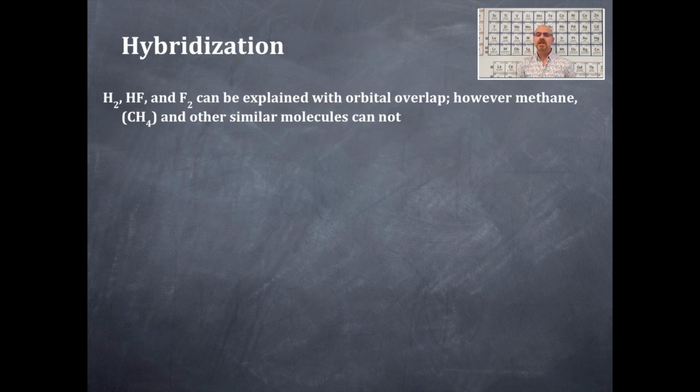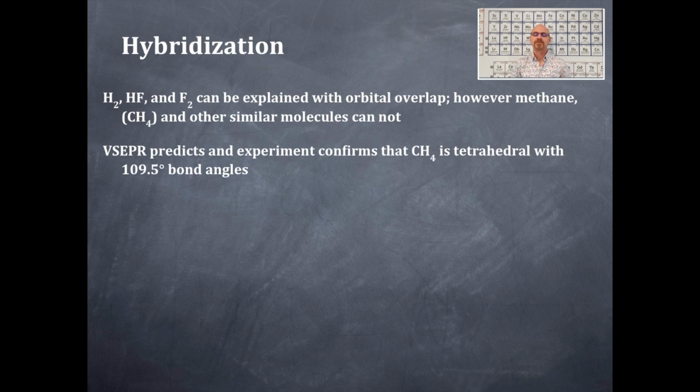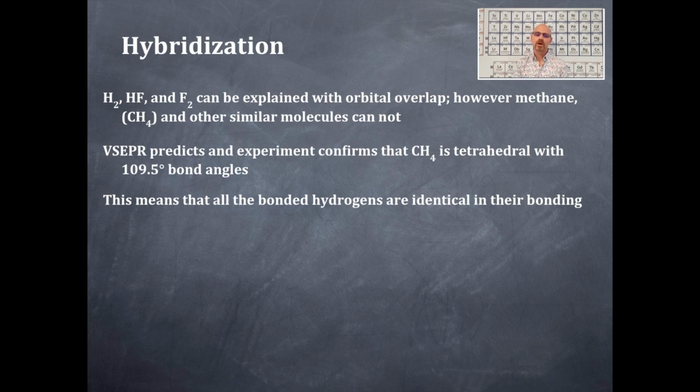Okay, hybridization. So hydrogen and hydrogen fluoride and fluorine can all be explained with molecular orbital overlap. However, methane, that's CH4, and other similar molecules cannot be explained with this. VSEPR predicts and experiment confirms that CH4 methane is tetrahedral in shape with bond angles between the hydrogen atoms of 109.5 degrees. This means that all 4 bonded hydrogens are identical in their bonding.